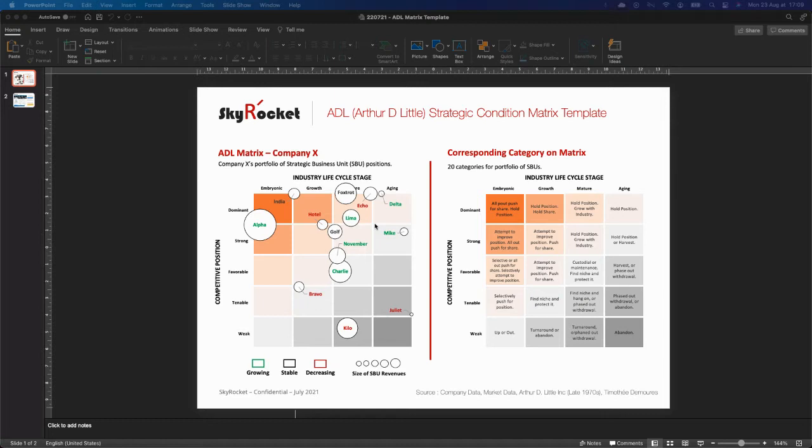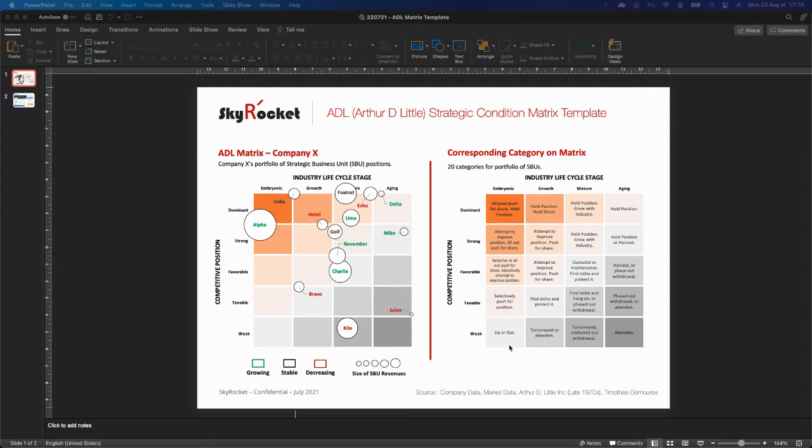It has two axes. The first one is the position in the industry lifecycle stage, and the second is the competitive position of the SBU. So as you can see, depending on the different combinations, you have a strategic action to take. In this case, as there are 4 industry lifecycle stages and 5 competitive positions, you have overall 20 strategic actions, which can arise.